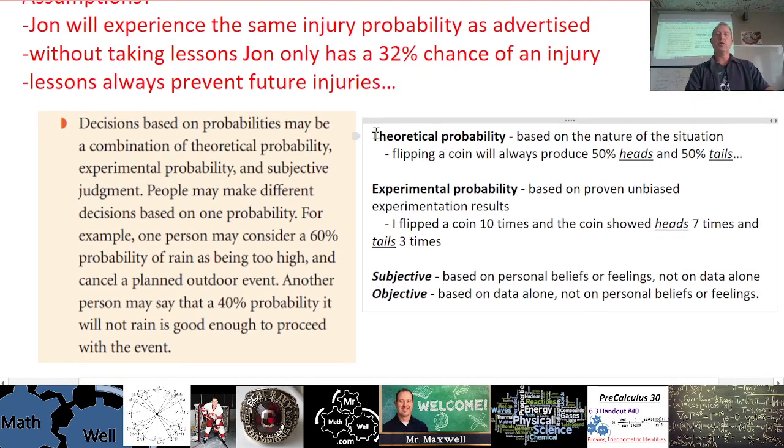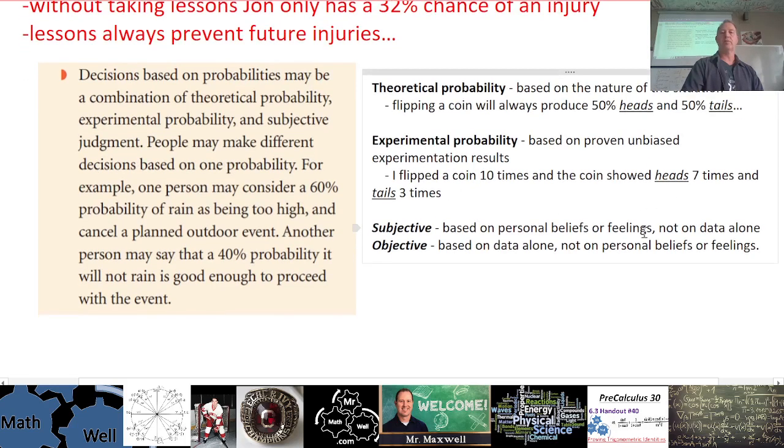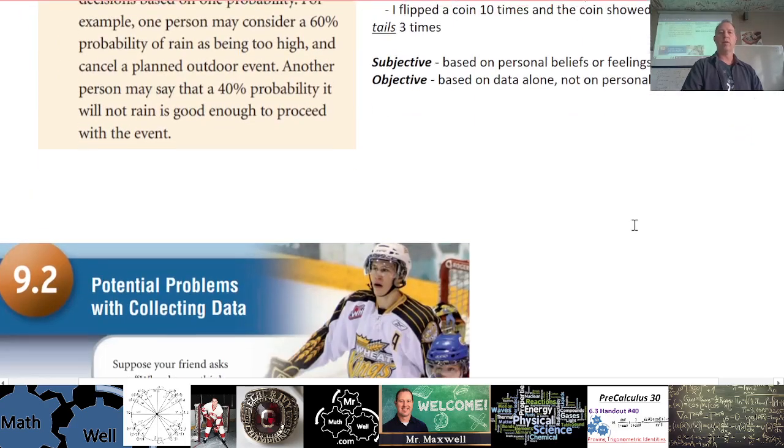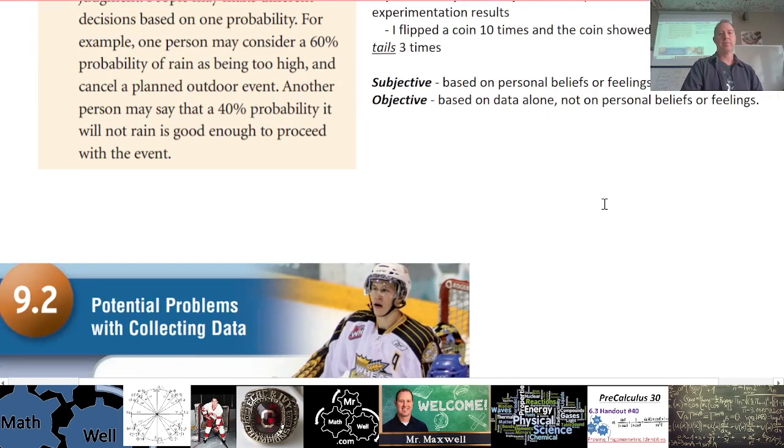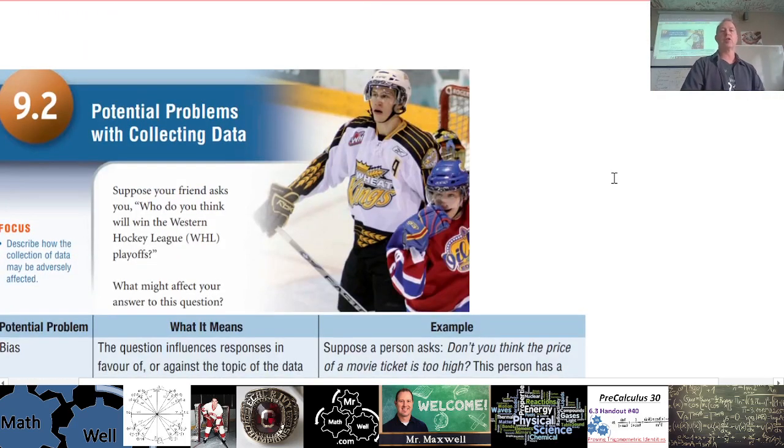Please know the difference between theoretical probability, which is based on the nature of the situation, and experimental probability, which is based on actual trials or experiments. Know the difference between subjective and objective. Subjective is based on personal beliefs. Objective is based on data alone, without personal beliefs being involved in the decisions. Can we put those definitions on our cue sheet? Yes, you can put definitions on your cue sheet.